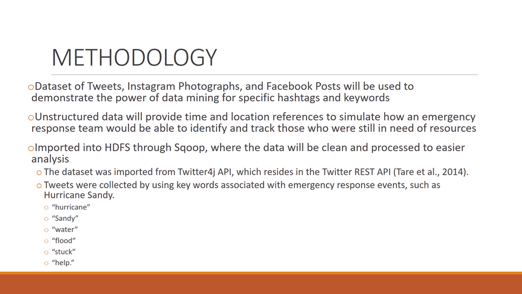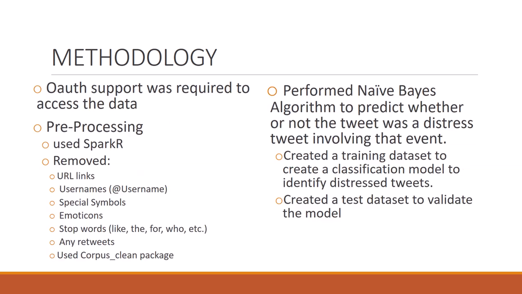When these tweets were collected, keywords were used to search for them. Keywords specifically involving Hurricane Sandy were hurricane, Sandy, water, flood, stuck, and help. This data does require OAuth support, which is obtained through Twitter's developer website. I obtained that because I have a signed-in login. It has to be pre-approved by Twitter in order to receive it.